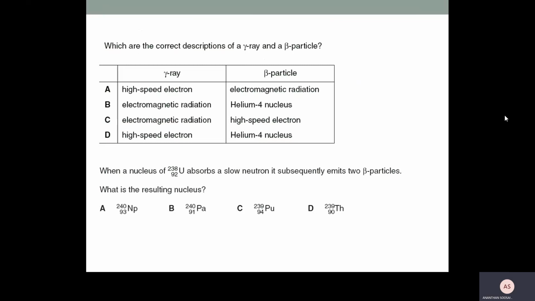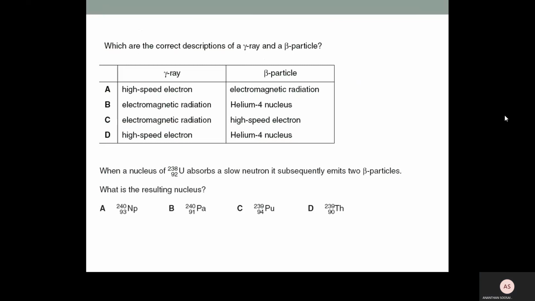That means 2 beta. So which element will be produced? It emits 2 beta. Oh no, it absorbs a slow neutron. It subsequently emits 2 beta.